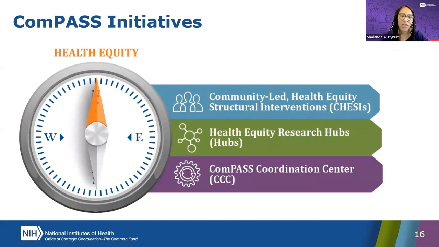ComPASS is transformative and quite unique in its focus on community-led health equity structural interventions, really given the limited investment in this research area and the evident impact of structural inequities on health outcomes. There are three initiatives as part of the ComPASS program: the community-led health equity structural interventions, also known as CHESIs, the Health Equity Research Hubs, which will provide localized technical assistance and scientific support to the CHESIs, and lastly, the Coordination Center, which will lead overall program management and coordination of administrative, data, capacity building, partnership, training, and the National Health Equity Research Assembly activities. Next slide.